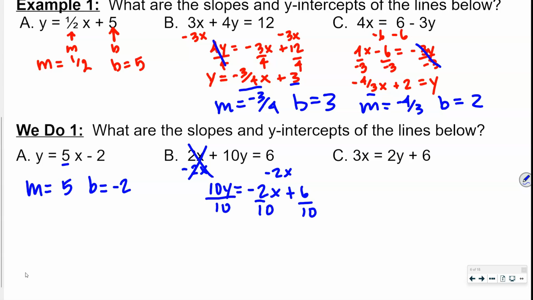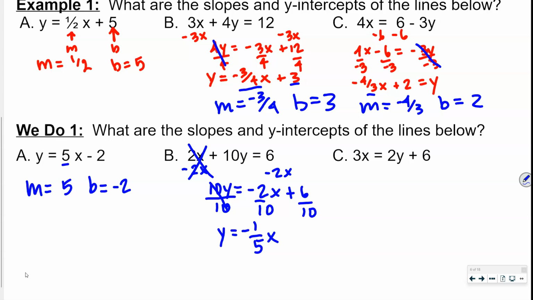Now, here, I need you guys to listen to me. It's going to be really important that you reduce, okay? You're never going to leave things unreduced. Then we know that 2 goes into 10, right? Now, you can do this on your calculators again, and you should if you don't know what to do. But 2 goes into 10 5 times, right? So this is going to be negative 1/5 x.